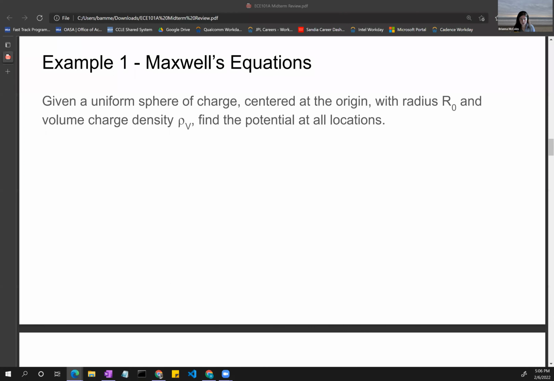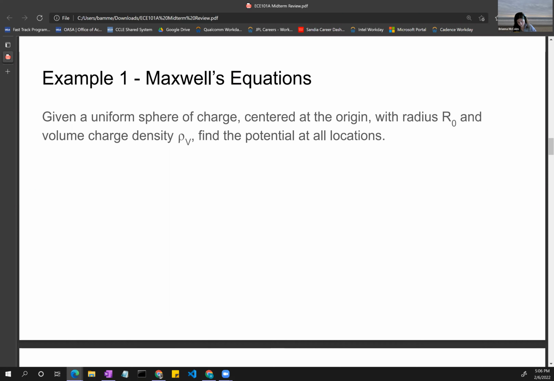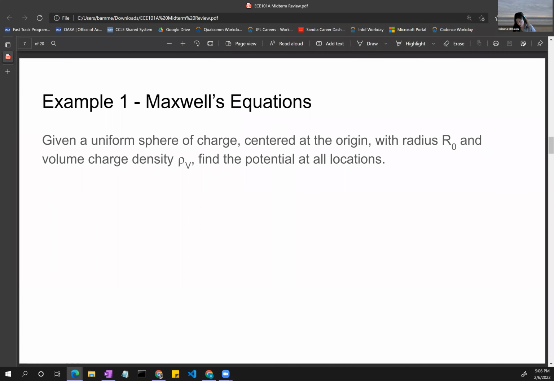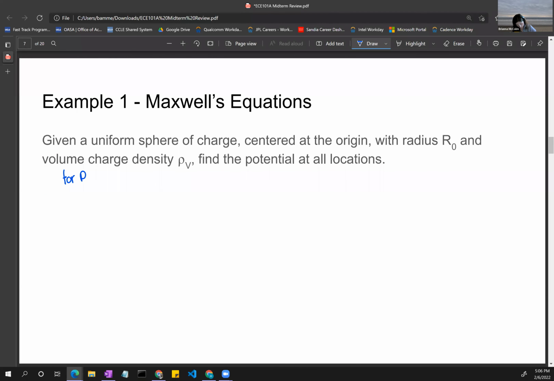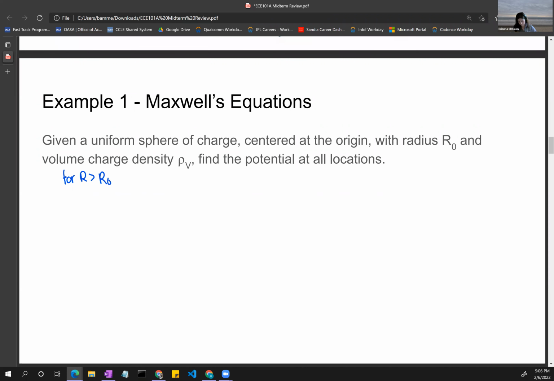And second, the volume charge density is given as a constant, so we can assume that it's uniform across our integrating variables and then potentially take it out of the integral and not have to deal with it being a function of the radius or something like that. So let's get started. We have both the inside and the outside of the sphere to consider. So let's start with our variable r greater than the radius of the sphere. So this is the outside of the sphere.